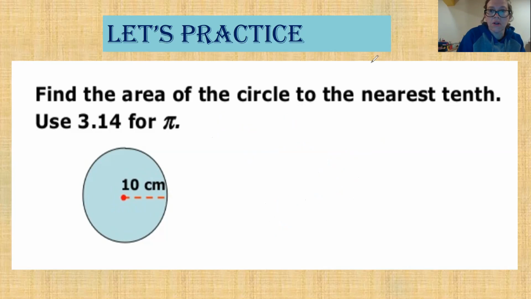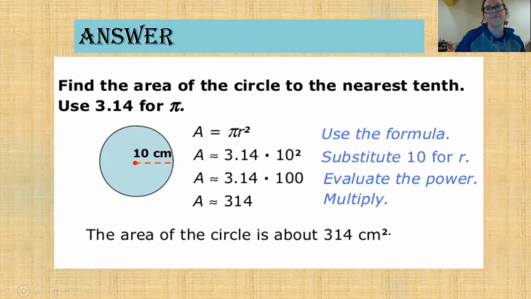All right, so I'm going to clear and move on to the next screen. So, find the area of the circle. Here's our answer. Let's double check. So area A equals pi r squared. That's your formula, so use your formula. Then you're going to substitute 10 for r, for radius. And you can see they tell you to evaluate your power, so 10 squared, which is 10 times 10, gives you 100. And 3.14 times 100 gives you approximately 314. So the area of the circle is about 314 centimeters squared.